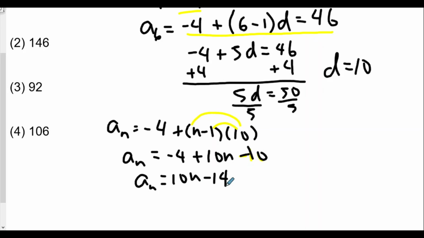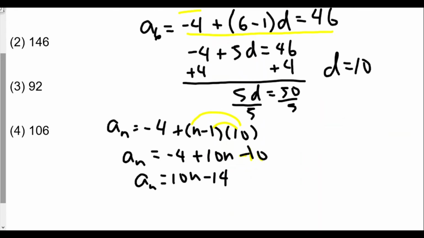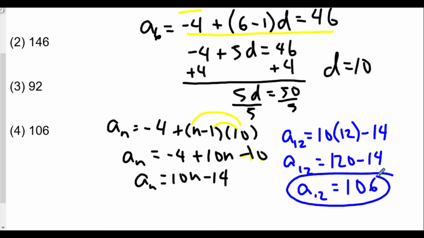So this is the formula we're going to use to find, in this case, the 12th term. So the 12th term, a12, we'll just plug in 12. So a12 equals 10 times 12 minus 14. So a12 is equal to 120 minus 14. a12 is equal to 106, which is going to be choice 4. Okay?